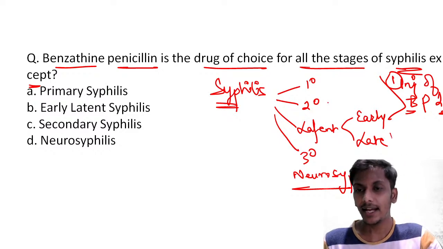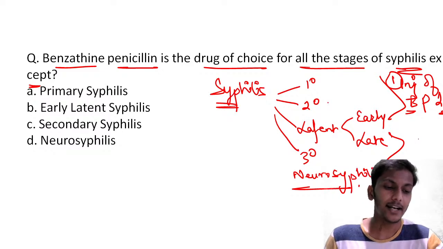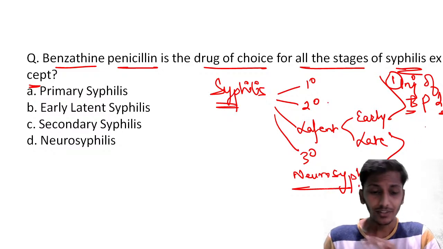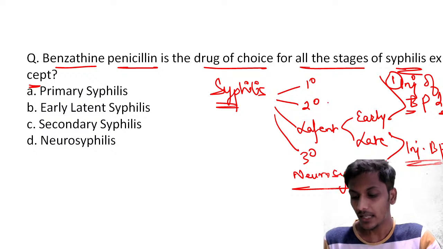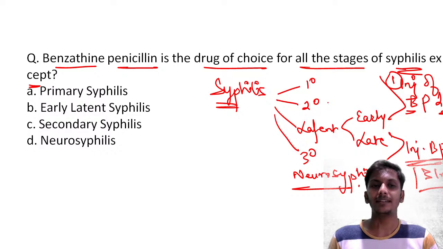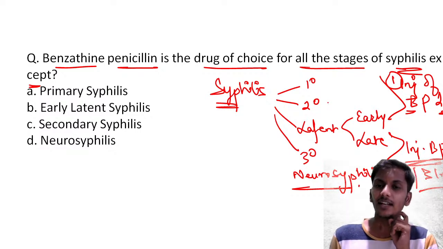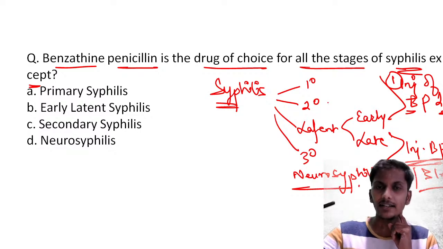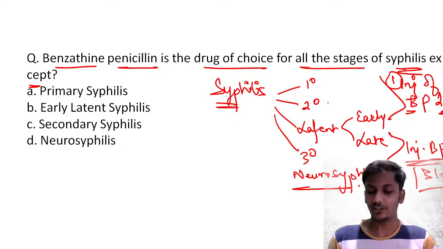But late latent syphilis and tertiary syphilis, they are treated with what? They are treated with again the same injection, benzathine penicillin 2.4 million international units, but this time 3 injections. So please remember, 3 injections of benzathine penicillin are given. So for all of them the drug of choice is benzathine penicillin. It just differs: primary, secondary, early latent, single injection; late and tertiary, 3 injections of benzathine penicillin.